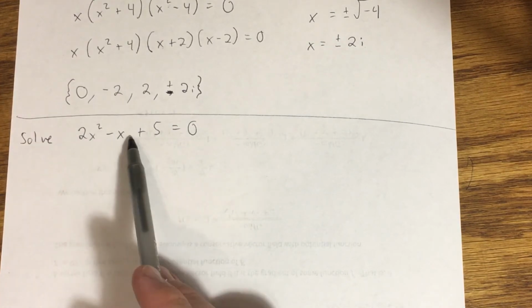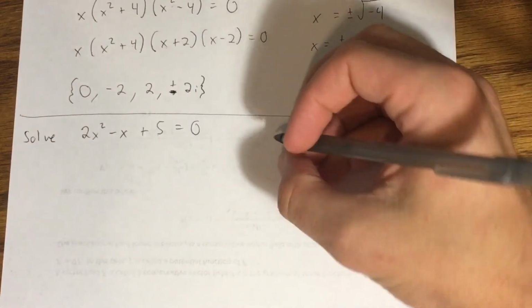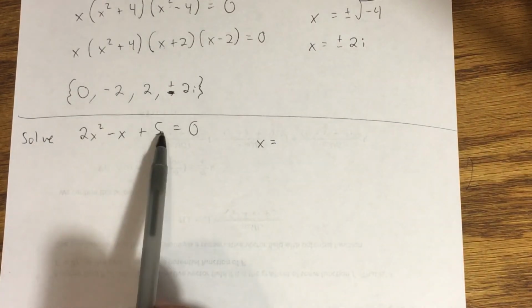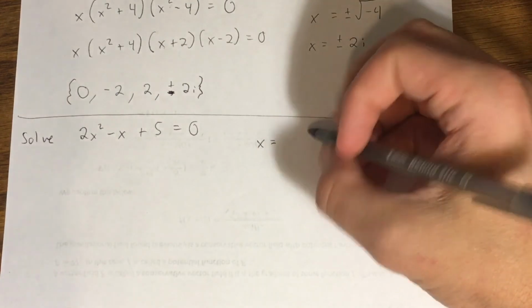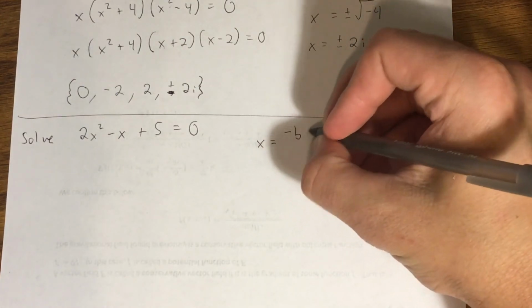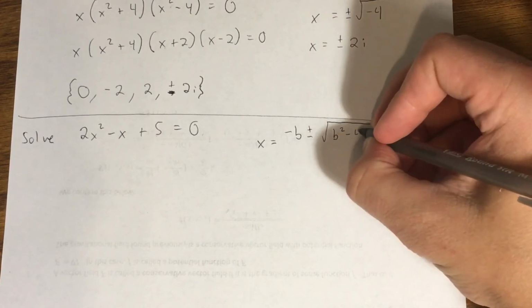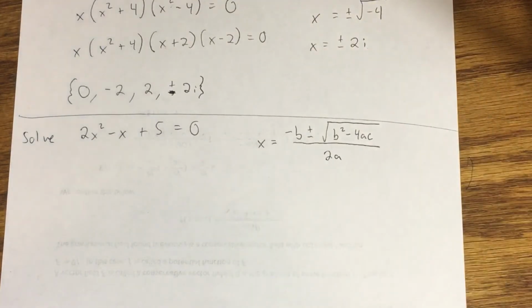But we do have a technique that always works, and that's by using the quadratic formula. So if you need a reminder, the quadratic formula says that if you have a quadratic equation of the form ax squared plus bx plus c equals 0, then x will equal negative b plus or minus the square root of b squared minus 4ac all over 2a. You learn that in Algebra 1, and you use it a bunch in Algebra 1 and Algebra 2. And it's really something you should have memorized just from that.